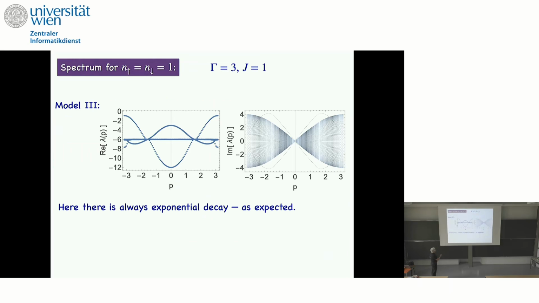And for model 3, on the other hand, there we broke the U1 symmetry. There shouldn't be a hydro mode, and in this model, all operators basically decay exponentially. And again, this is expected because there cannot be hydro.